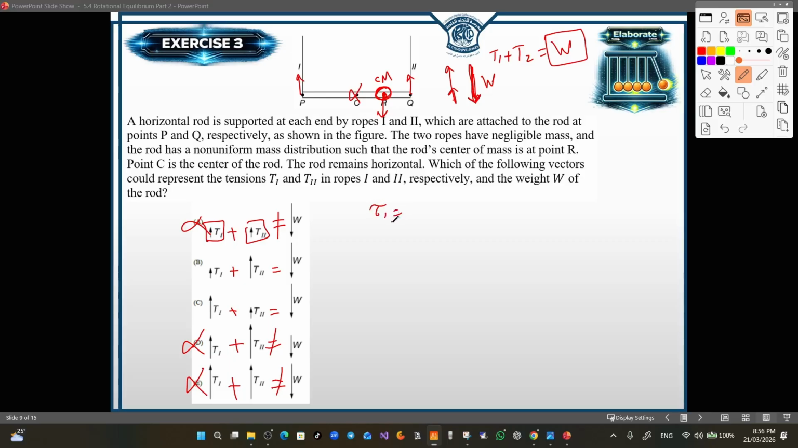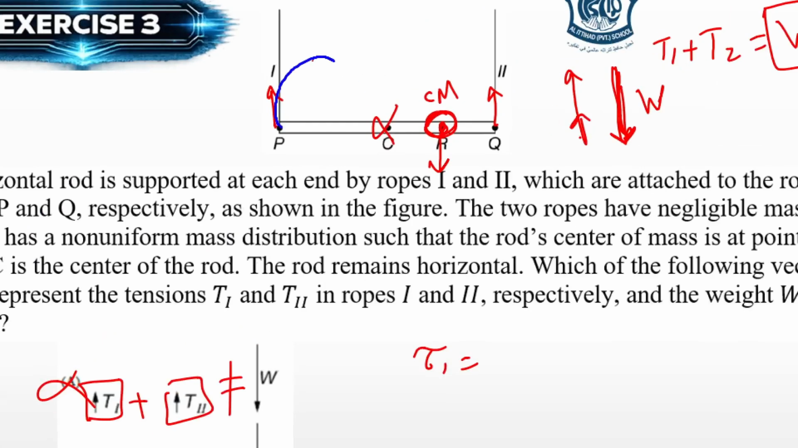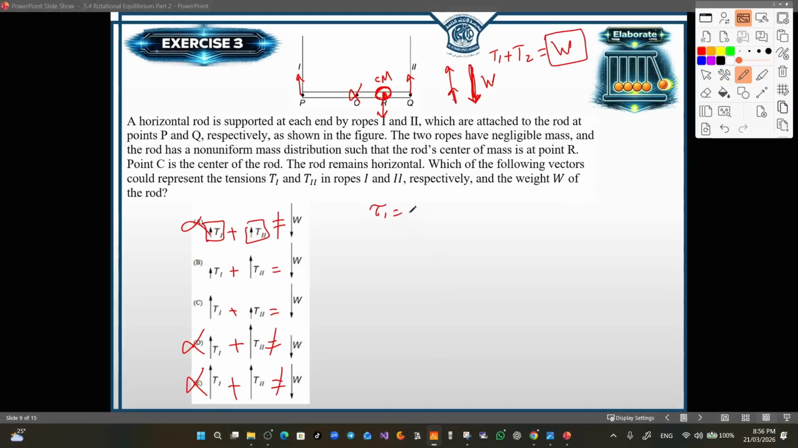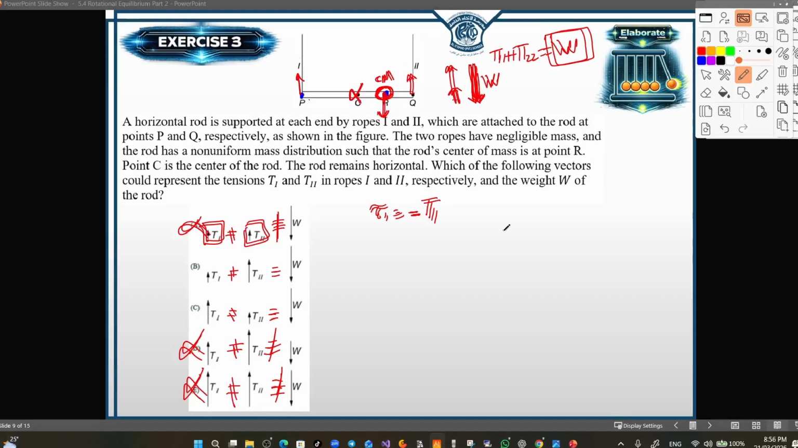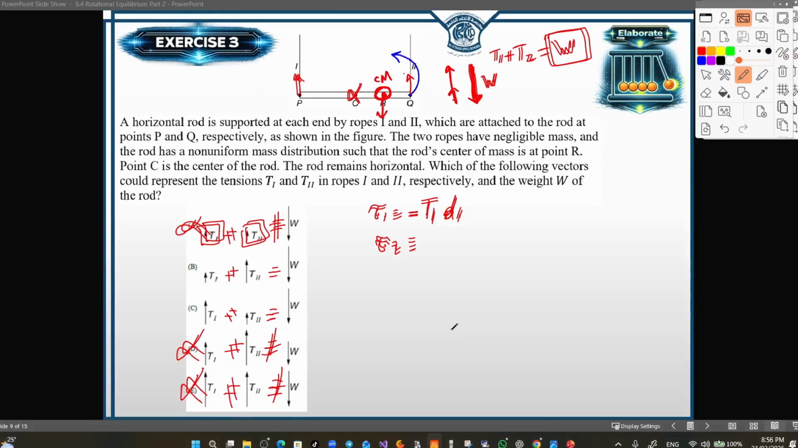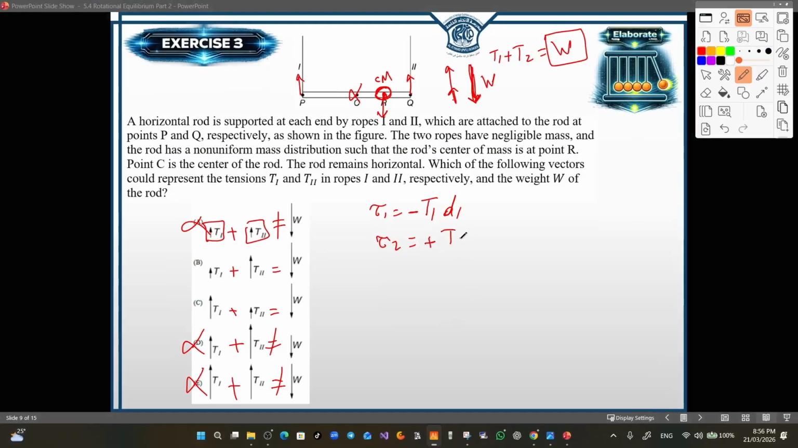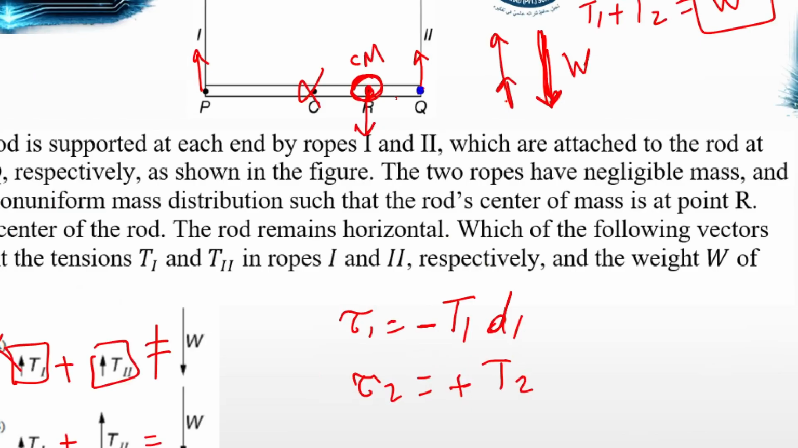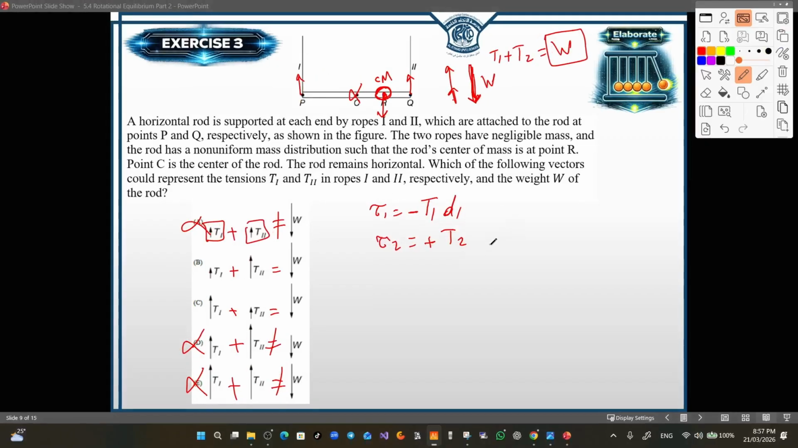Let's start with tau 1. For tau 1, the rotational effect will be in this direction. This is the clockwise direction, so the sign will be minus times the tension T1 times the distance between the point of application of this force and the center of mass, and the distance is D1. Now for tau 2, the rotational effect of this force is in the counterclockwise direction, so the sign should be plus, and the distance is between the point of application of this force and the pivot point, so D2. No need to involve the cosine because the line of action of this force is perpendicular to the tangential direction.